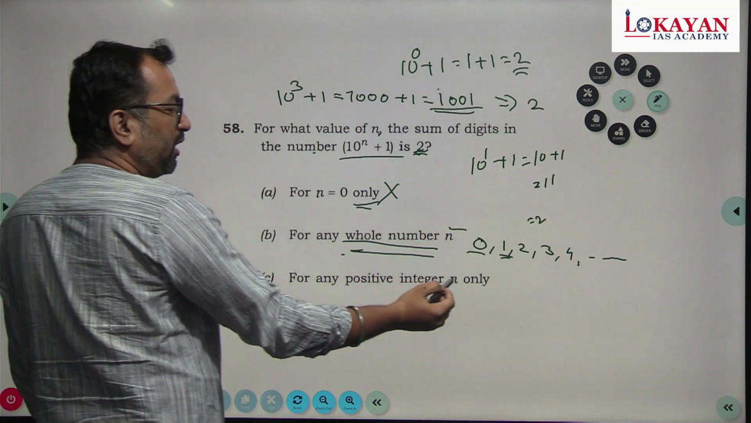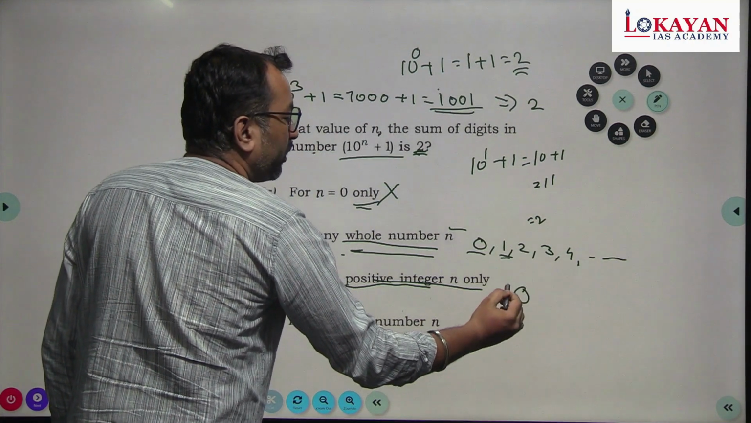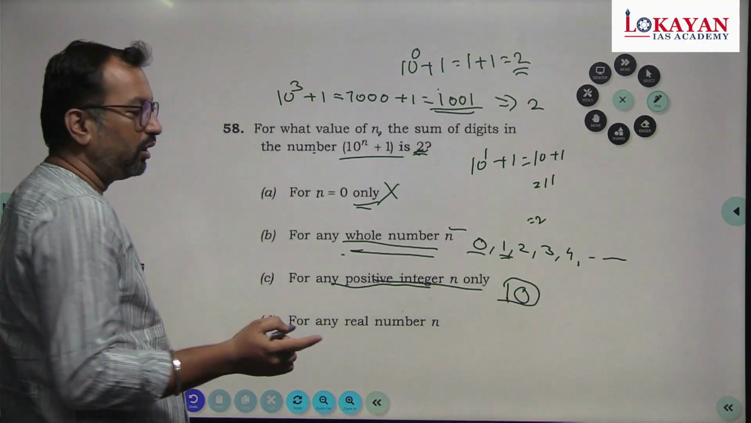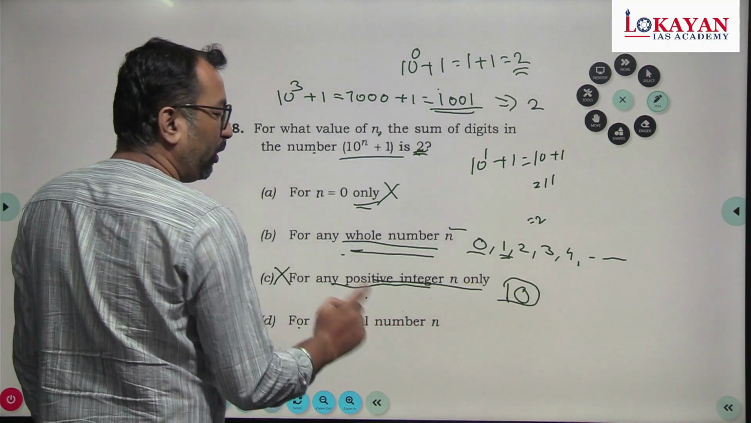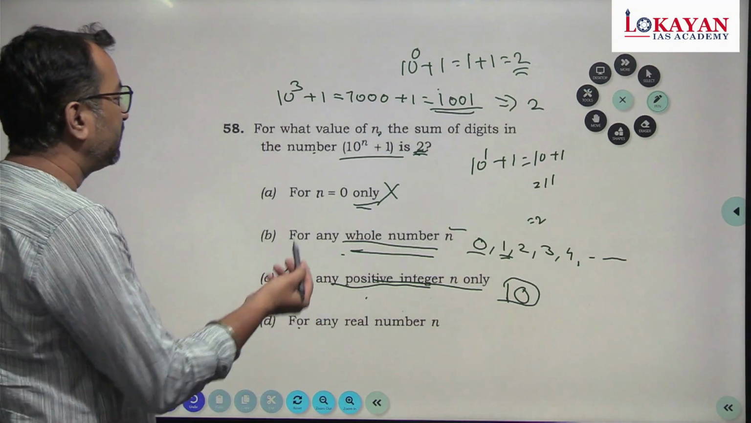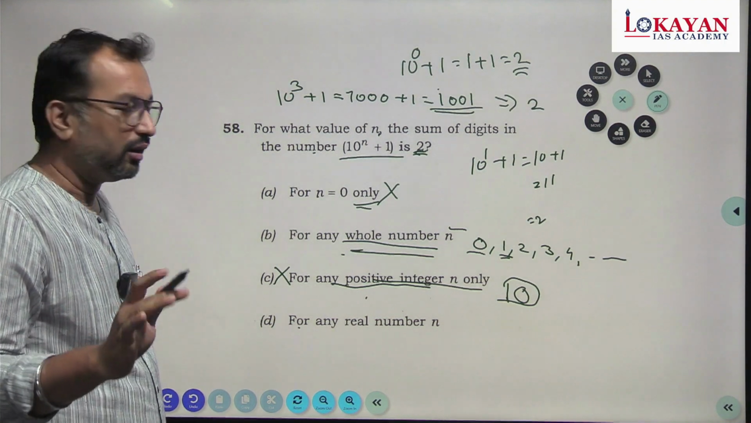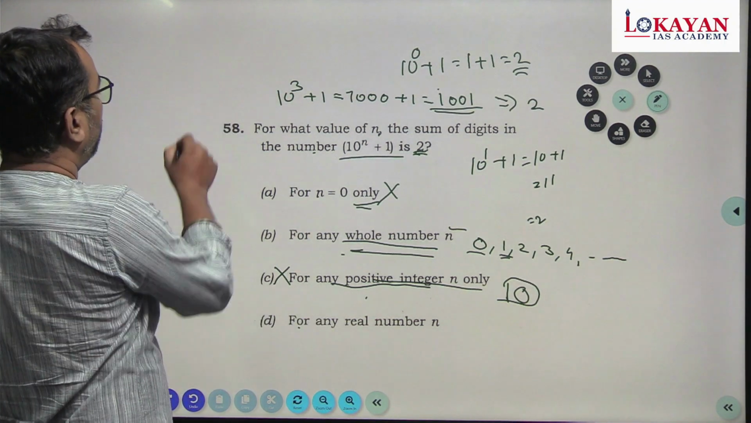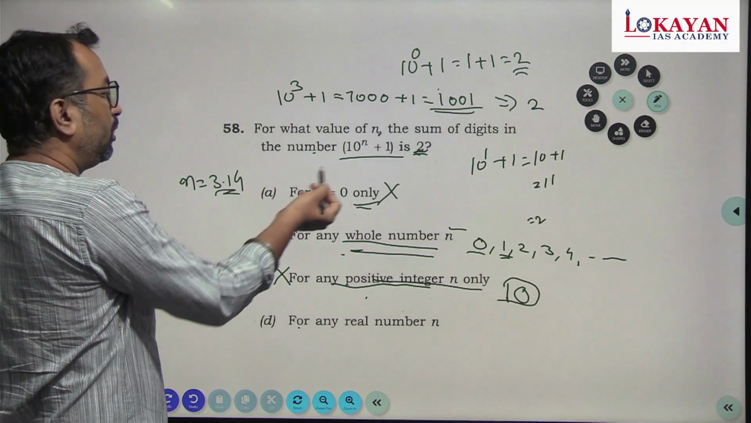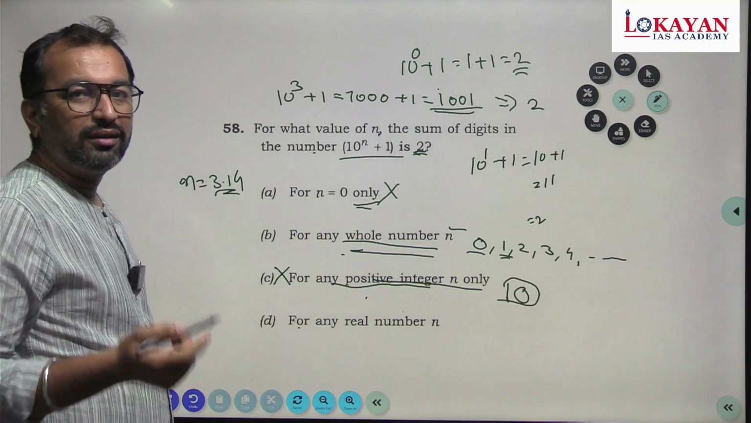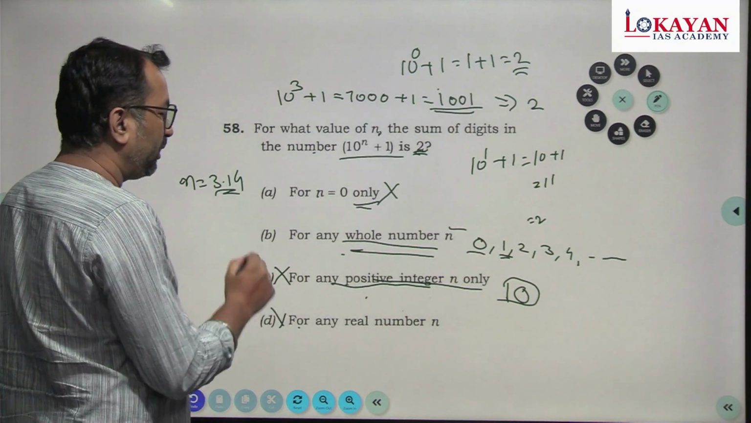For any positive integer n only, third option. Any positive integer means they are not considering 0. 0 is neither positive nor negative. So this is wrong. For any real number n, no. Real numbers consist of all the numbers, rational, irrational, everything. So if I put n is equal to 3.14, that is an irrational number, whether I will get the same sum of digits as 2, no. So option B is correct.